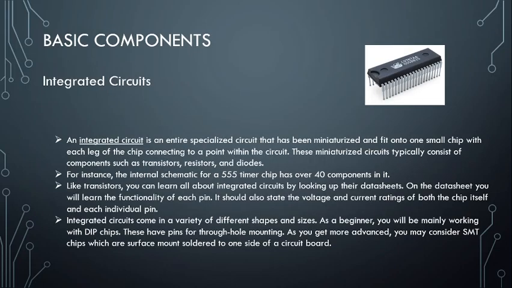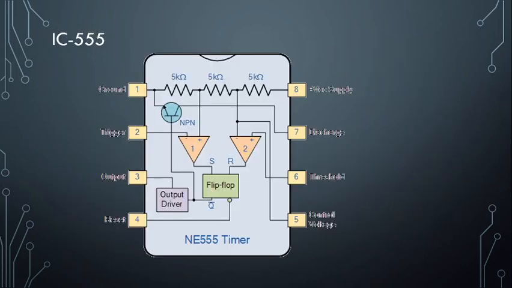Next is the integrated circuit. We commonly call it IC. An integrated circuit is an entire specialized circuit that has been miniaturized and fit into one small chip, with each leg of the chip connecting to a point within the circuit. These miniaturized circuits typically consist of components such as transistors, resistors, and diodes. Like transistors, you can learn all about integrated circuits by looking up their datasheets. On the datasheet, you will learn the functionality of each pin. It should also state the voltage and current ratings of both the chip itself and each individual pin.